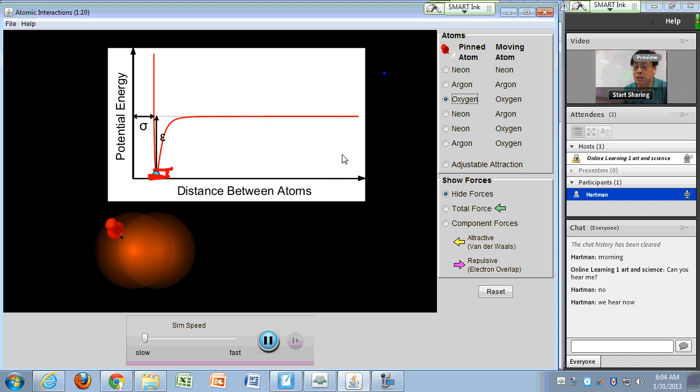Now, if the oxygen atoms were separated to begin with, here's a true or false question. If I have two oxygen atoms at this distance, very far away from each other, so two separate oxygen atoms, if they were to collide, what's going to happen to them? Will they get stuck and form an O2 molecule?